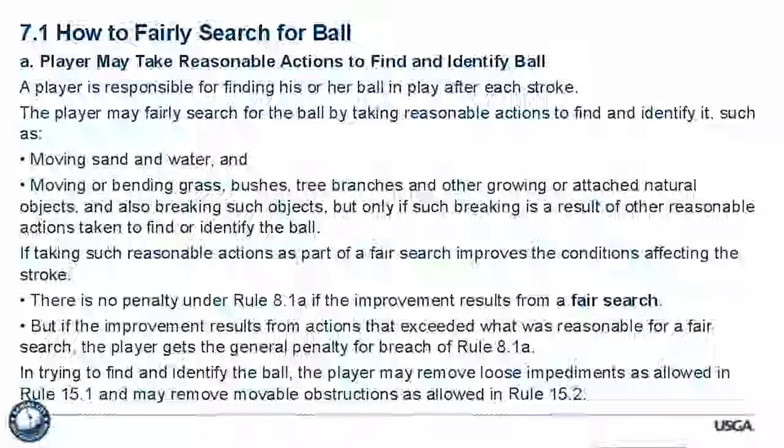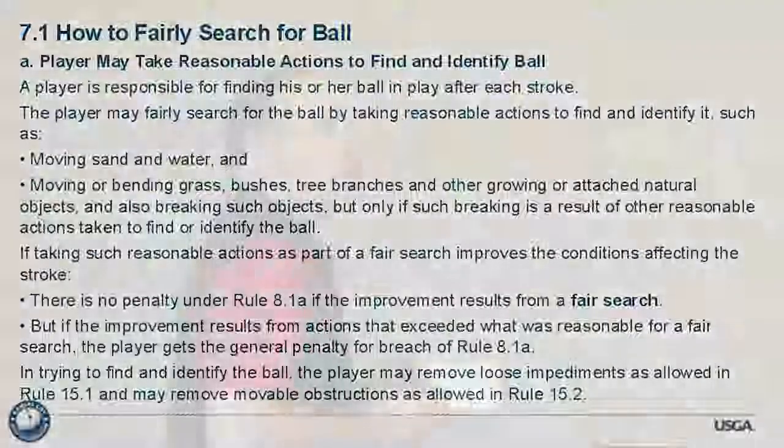Okay. There's no penalty under 8.1a if the improvement results from a fair search. Okay? Make sure that we understand what a fair search is. And I just kind of explained some good examples right there. If the improvement results from actions that exceeded what was reasonable for a fair search, you're going to get the general penalty under this rule. Okay, so pulling those weeds up and improving the conditions that affect the stroke will get you a 2-stroke penalty in stroke play and loss of hole in match play.